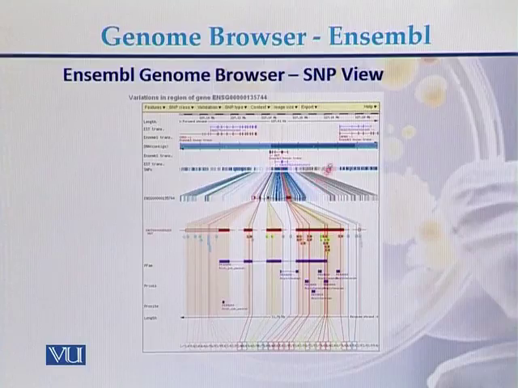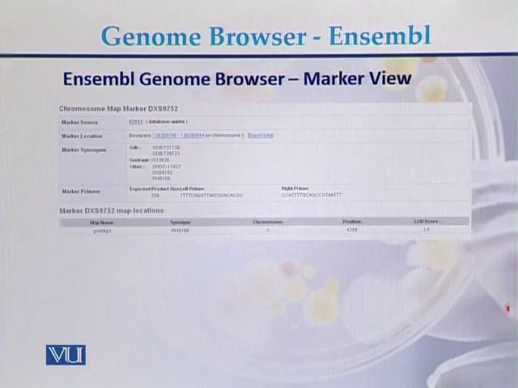This is the SNP, single nucleotide polymorphism view. With the help of Ensembl Genome Browser, we can see the single nucleotides that have been shown here. With the help of Ensembl Genome Browser, we can see single nucleotides. So this is the SNP view of Ensembl Genome Browser.